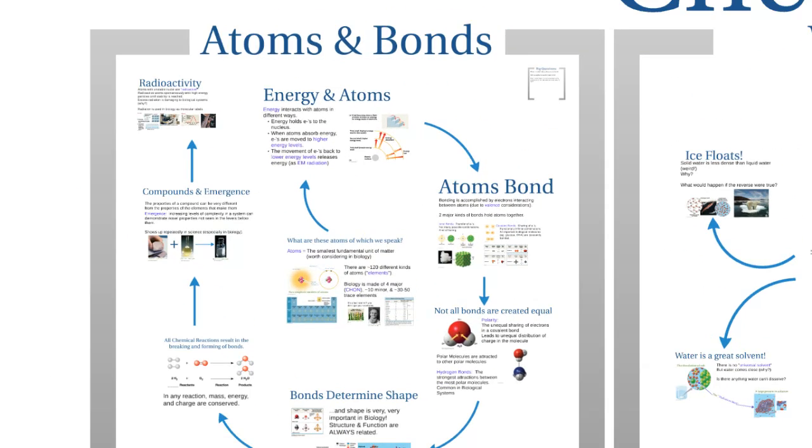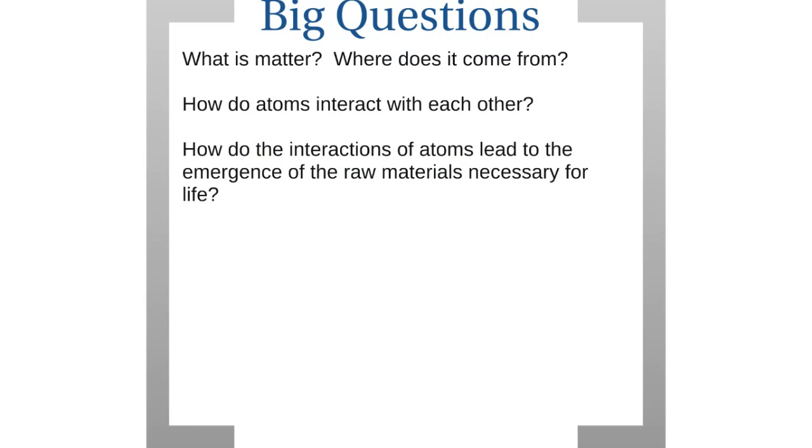Okay, and so we're going to start over here with atoms and bonds. And for this, the idea is what matter is and where it comes from. How do the atoms interact, and how do the interactions of atoms lead to the emergence of the raw materials necessary for life? Remember, in reductionism, what we're doing is we're thinking about how the little parts that come together to build something have different properties than what is actually made.